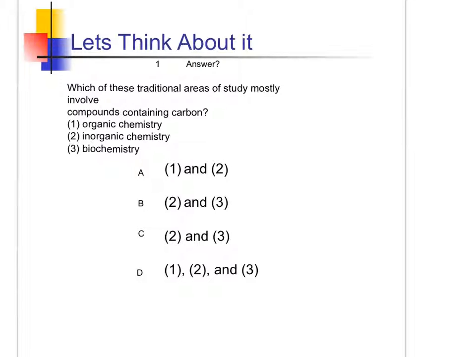Here's the first question that we will pose, and that is, what do the traditional areas of study mostly involve? The organic chemistry, inorganic chemistry, and biochemistry. Some of these answers might be found in your notes, or might even be found from reading your chapters.